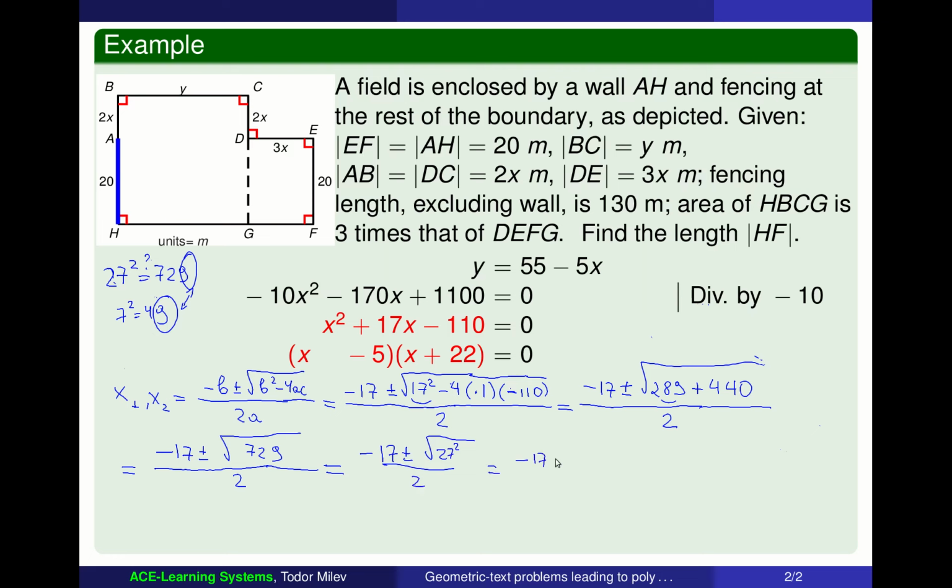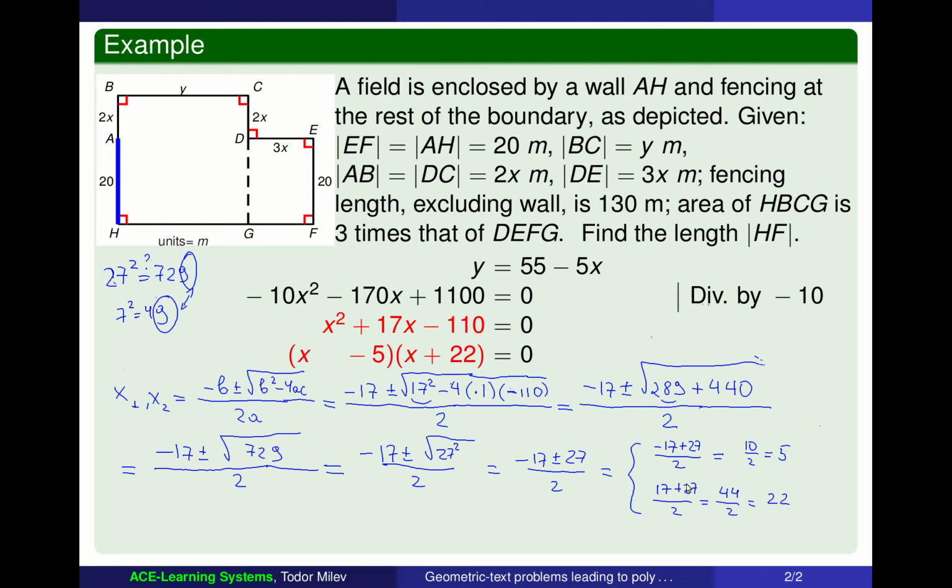So we're getting negative 17 plus or minus 27 over 2, which gives me negative 17 plus 27 over 2, which gives me 10 over 2, which gives me 5. Or negative 17 plus 27 over 2, which gives me 17 and 27, that is 44 over 2, which gives me 22.